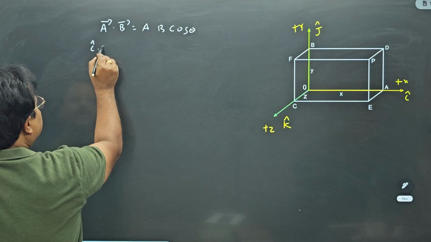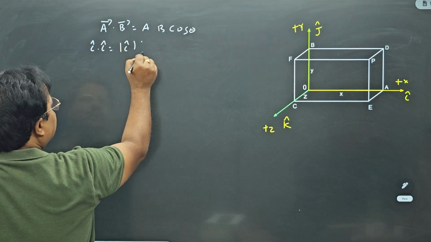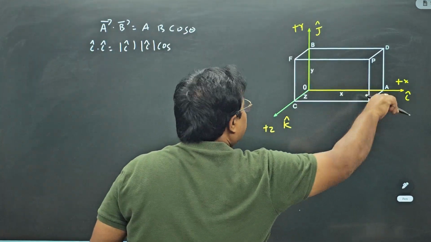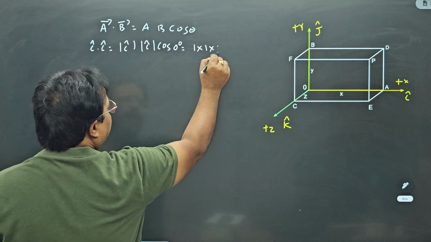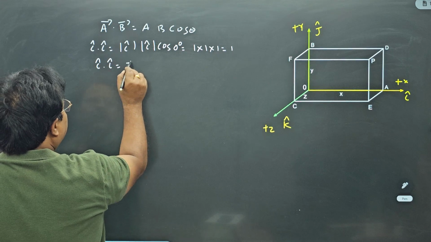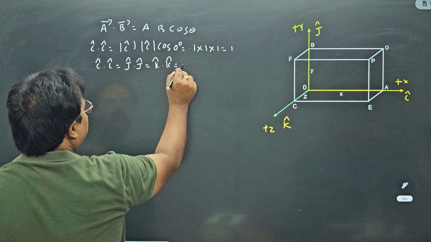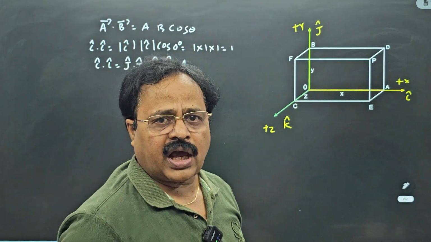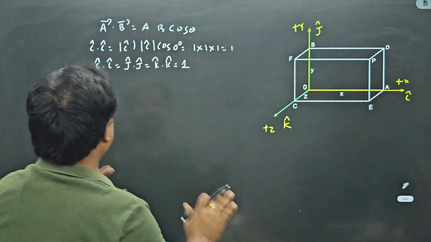My dear students, what is i dot i? In a similar manner, magnitude of i vector times magnitude of i vector times cos of the angle between i vector and i vector, which is 0 degrees. Cos 0 is 1, and the magnitude of a unit vector is 1, so 1 into 1 into 1 is equal to 1. Similarly, we can write i dot i is equal to j dot j is equal to k dot k is equal to 1. We have already understood why it is equal to 1. This is the dot product of the same unit vectors.